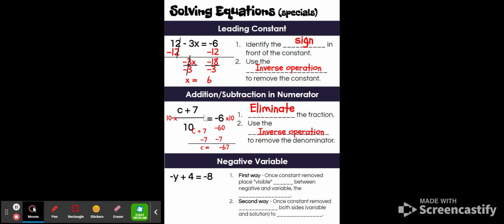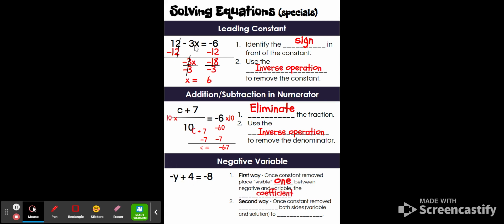So this is like the big fraction, and you've got to get rid of the denominator by multiplying both sides first, because that's reverse order of operations for that problem. All right, last one is when there's a negative in front of the letter, in front of the variable. So the first way is once the constant's removed, place an invisible 1 in front of the variable. So basically there's like an invisible 1 between this negative and the y. So place an invisible 1 there, and that's basically the coefficient.